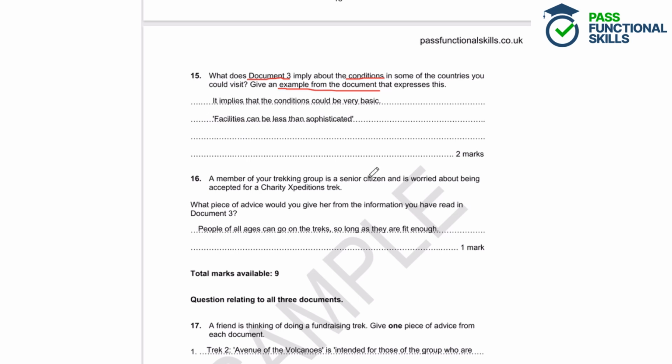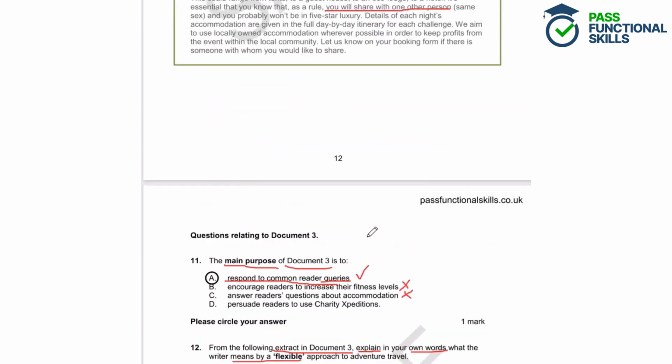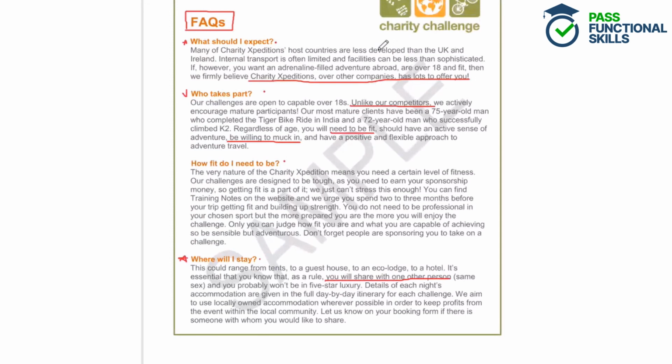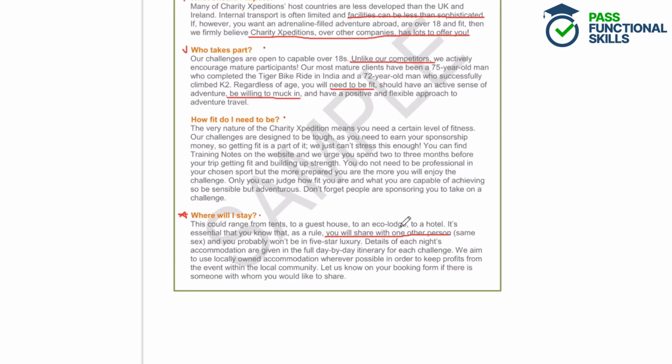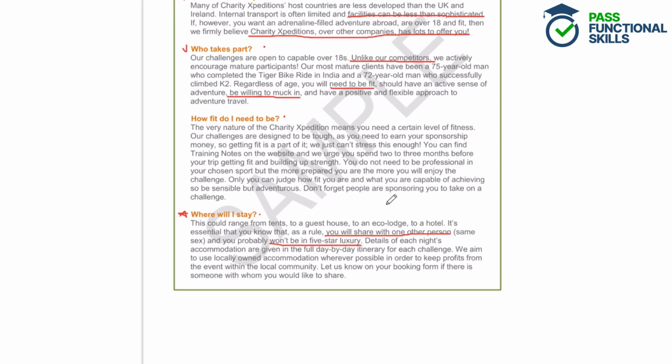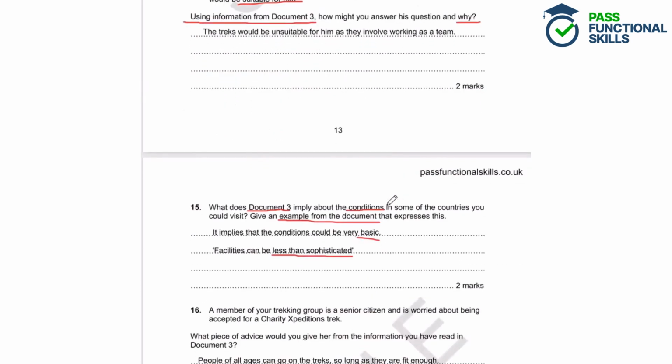So the student's written that it implies that the conditions could be very basic, and they've used a quote to support this, an example from the document. They've said facilities can be less than sophisticated. So if they're less than sophisticated, they are very basic conditions. If we have a look at the document, it does say that the facilities can be less than sophisticated, so the quote has been copied correctly. And it also explains that you won't be in 5-star luxury, and that also suggests that the accommodation could be quite basic. So you could use either quotation to support that point.